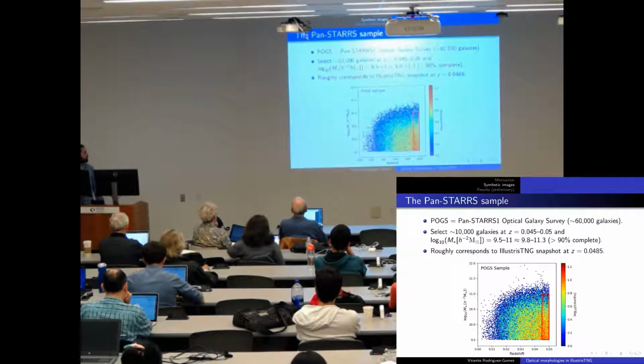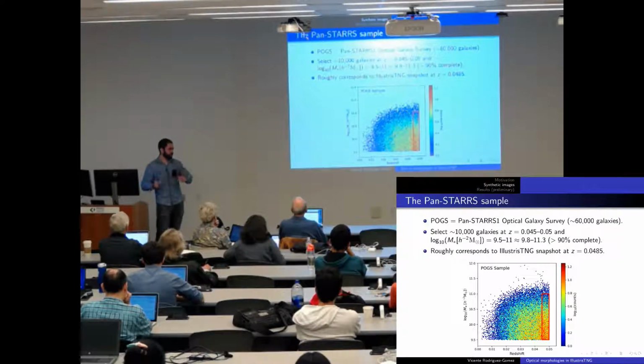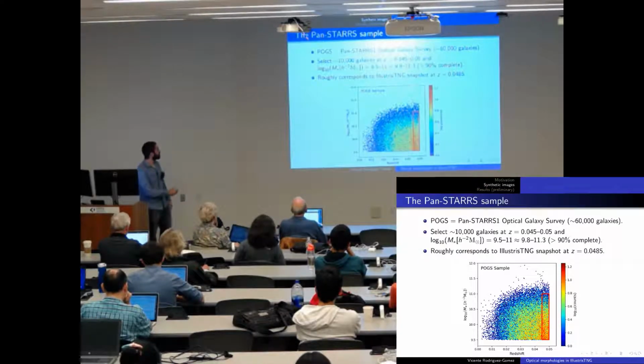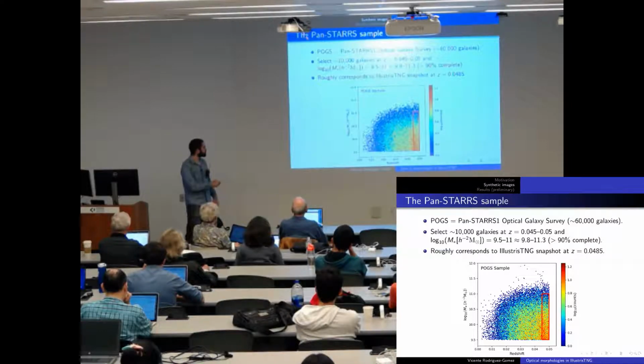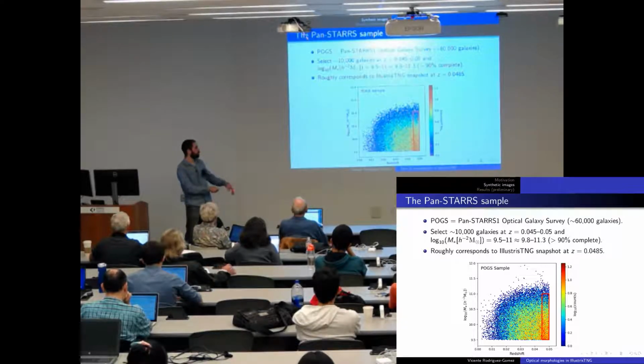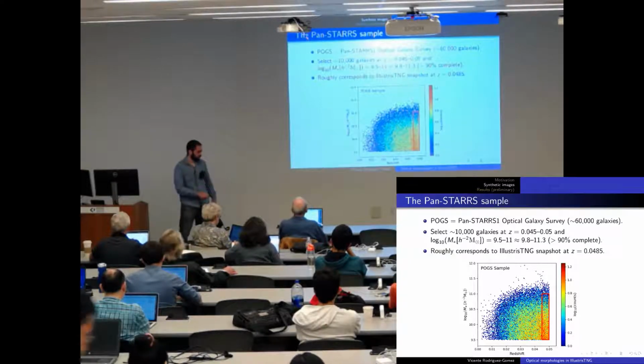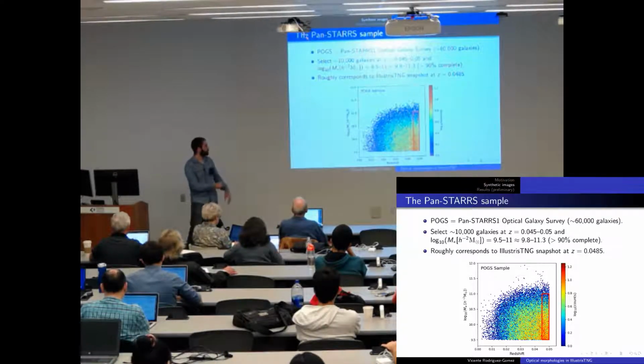So very briefly, the observational survey that we try to mimic is from Pan-STARRS. In particular, it's called POGS, the Pan-STARRS Optical Galaxy Survey. It has around 60,000 galaxies. However, I constrain the sample a little bit, so I get a subsample that is only around redshift 0.05 and less massive than 10^11 solar masses or so, so that it's complete and I can make a direct comparison to a single snapshot from Illustris.